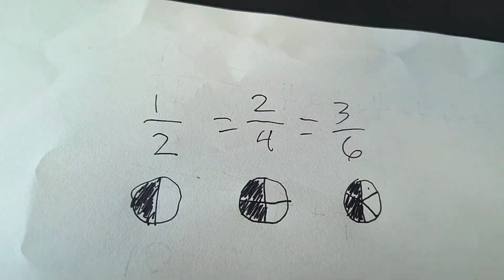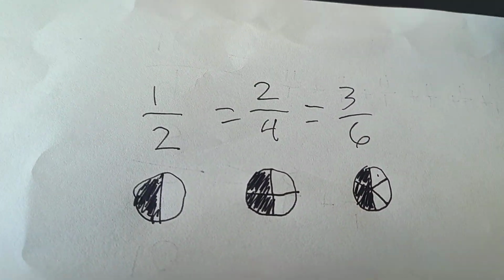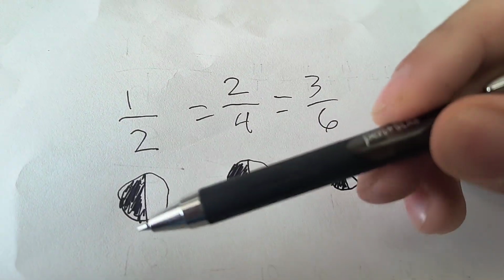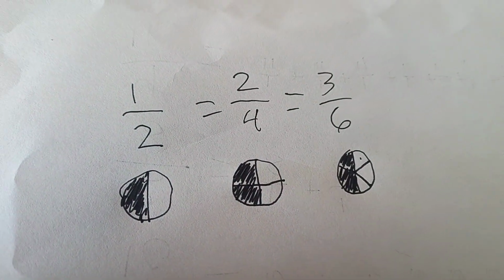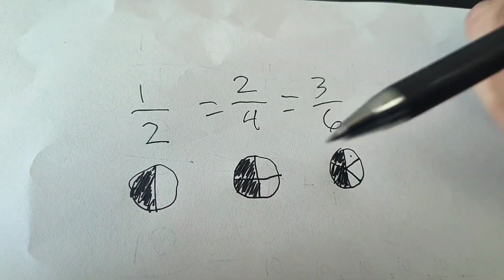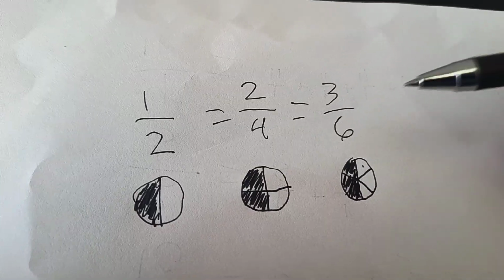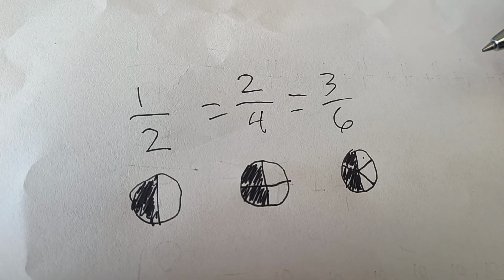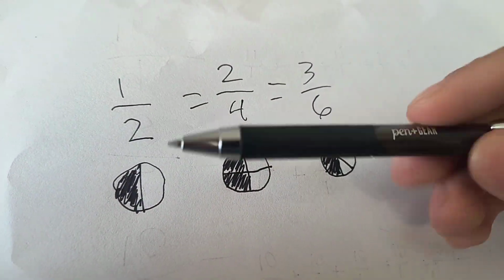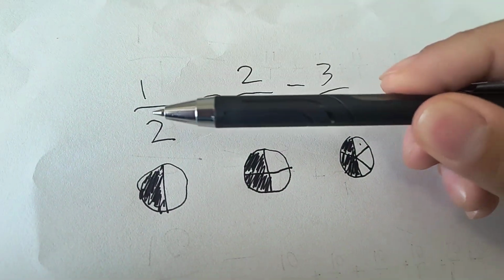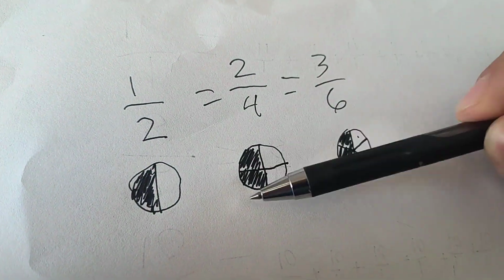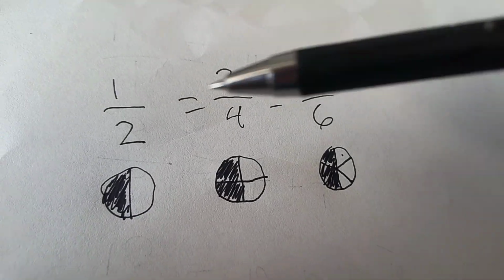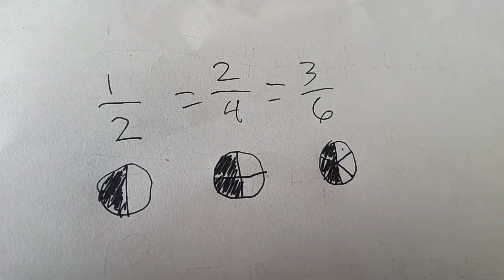So if you notice, with each of these equations, I colored in 1 out of 2, I colored in 2 out of 4, and I colored in 3 out of 6. It doesn't matter. I'm still coloring half of the circle. Out of each circle, I'm still coloring in half. And that's what we mean by equivalent. They represent the same amount in the group. Okay? They still are all the same amount of a group. This is still half of the circle, this is still half of a circle, and this is still half of the circle. Even though they're different numbers, they're still all equal to half of a circle.